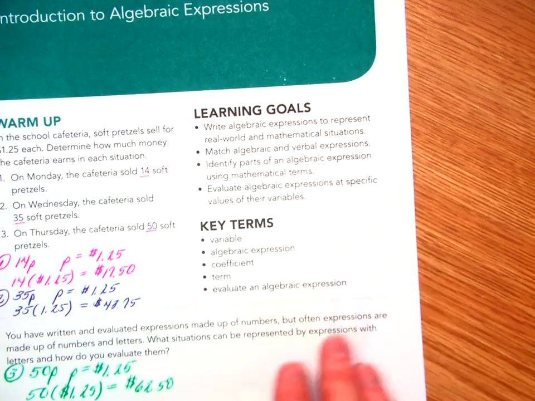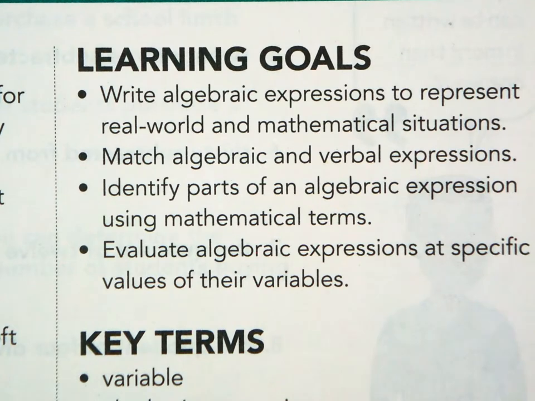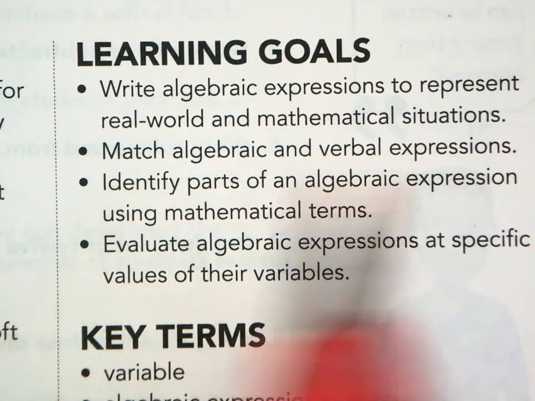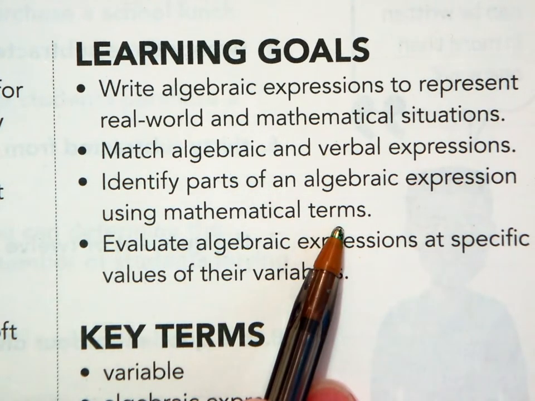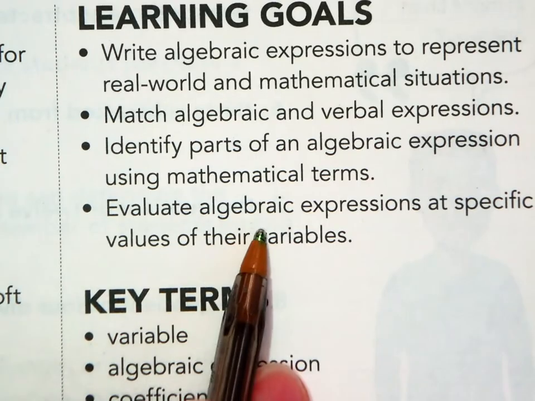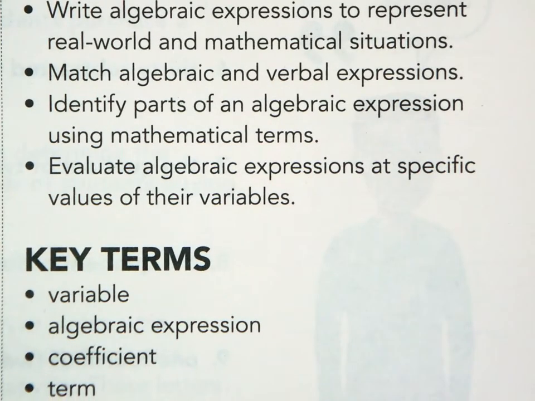Now, does anybody remember the difference between an expression and an inequality or equation? Well, if you said expressions don't contain equal signs or inequality signs, then you are correct. Next, we're going to match algebraic and verbal expressions. This is translating language. Identify parts of an algebraic expression using mathematical terms. That's the coefficient, the variable, the constant. Evaluate algebraic expressions as specific values of their variables. That's that substitution process when you know the value of the variable and you just pop it into the equation and you solve using the order of operations.